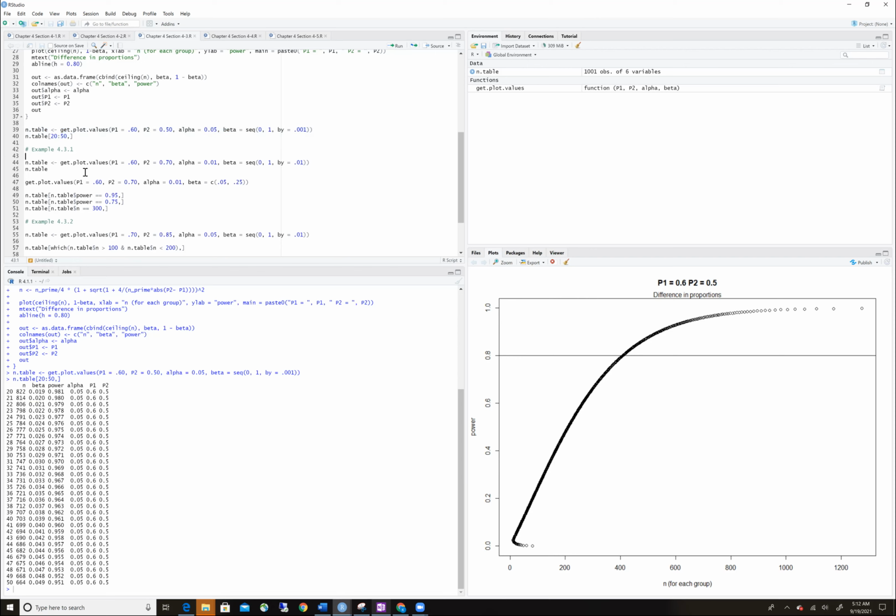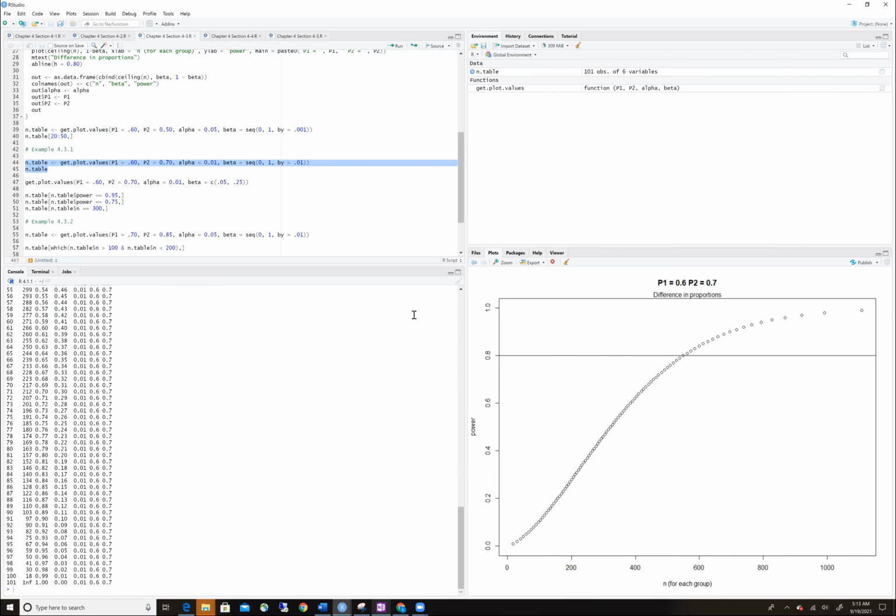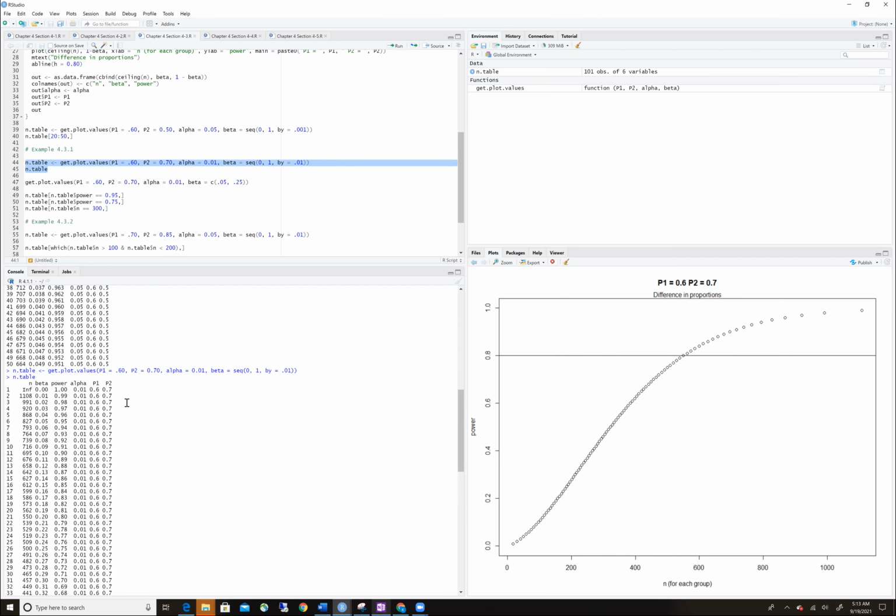We could also easily change our alpha level and get all the values very quickly just by setting alpha to be 0.01 rather than 0.05. As you can see here, our power curves changed based on the different alpha level. And we can see that to achieve 98% power with alpha being 0.01, we need 991 individuals per group.